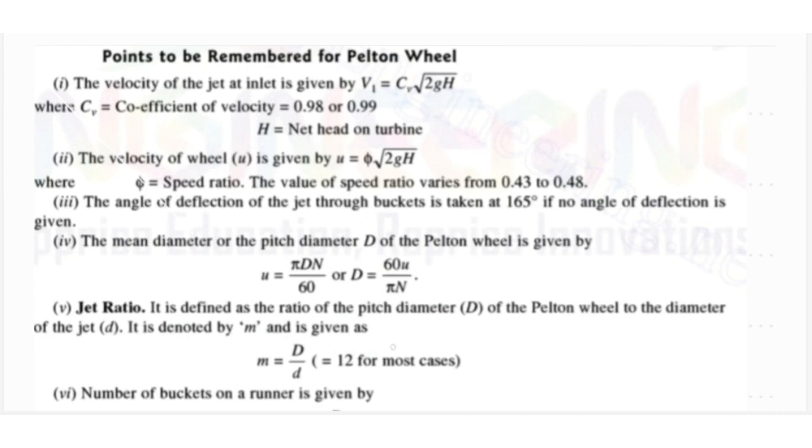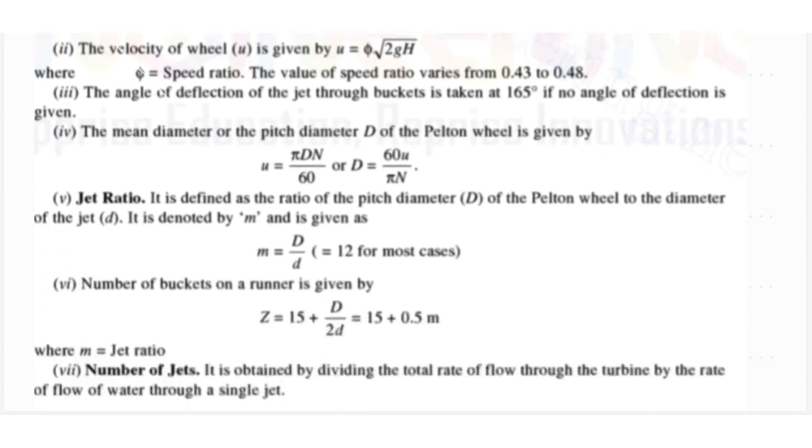Jet ratio is defined as the ratio of pitch diameter D of the Pelton wheel to the diameter of the jet. So jet ratio is given by m is equal to capital D by small d. For most of the cases it is taken as 12, sometimes it is given 10 or 6 and so on. Number of buckets on a runner is given by formula z is equal to 15 plus capital D divided by 2 small d. So that will be 15 plus 0.5 meter.